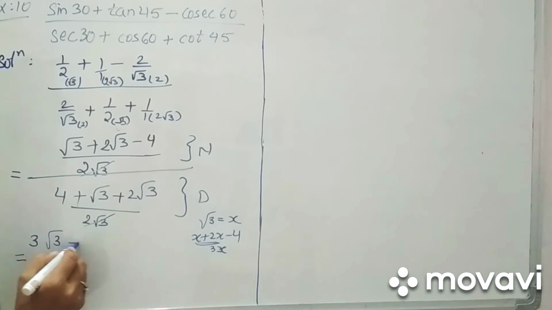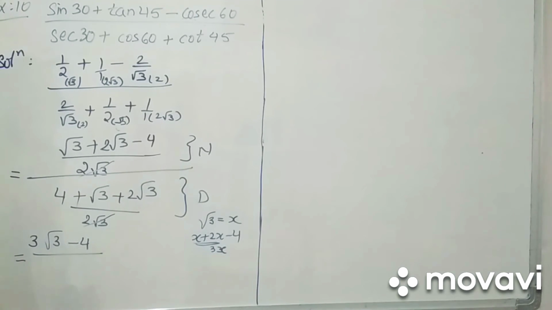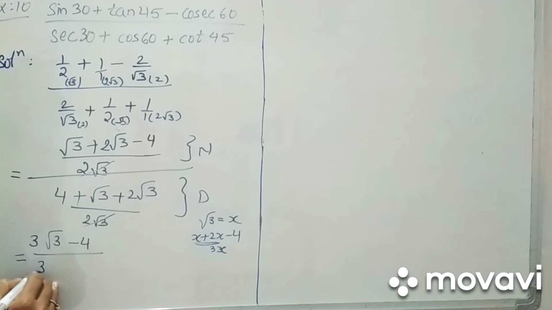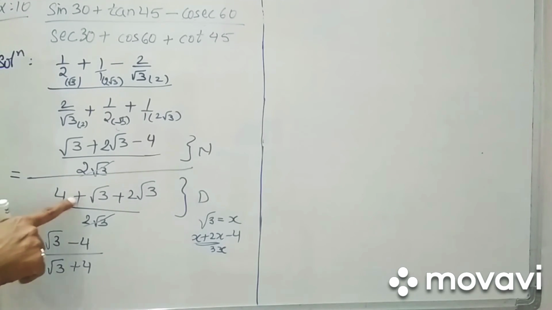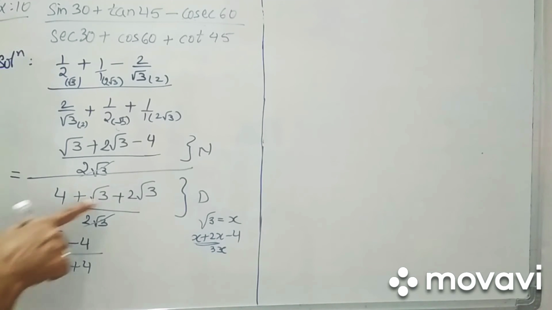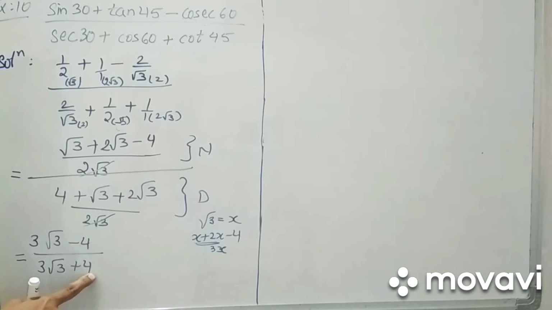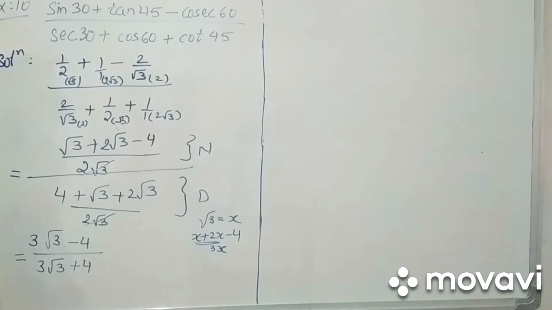Correct? So we will write it like that only: 3 root 3 minus 4 upon, in the same way here also, 3 root 3 plus 4. I had arranged this term, which was first positive 4 in the beginning, and I wrote it afterwards, positive 4 and positive 3 root 3. That doesn't make any difference for my calculation.